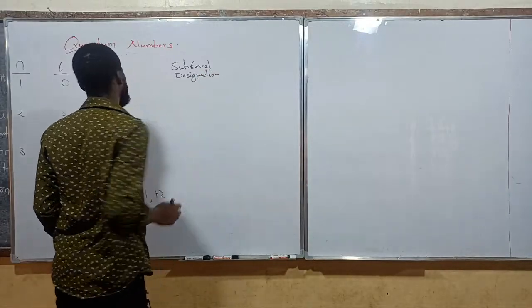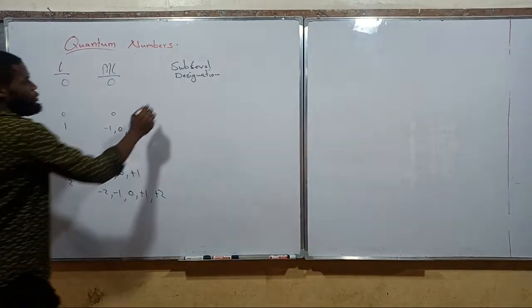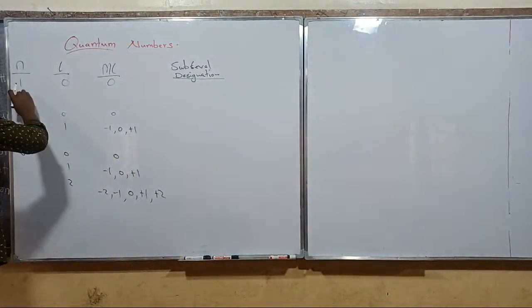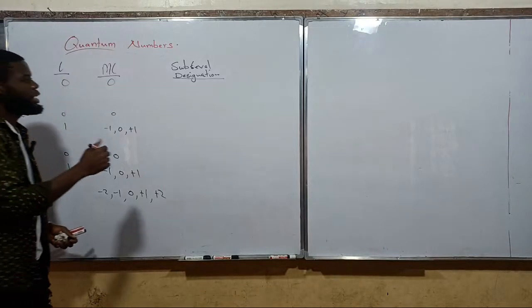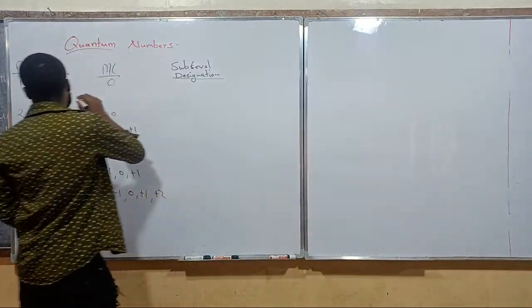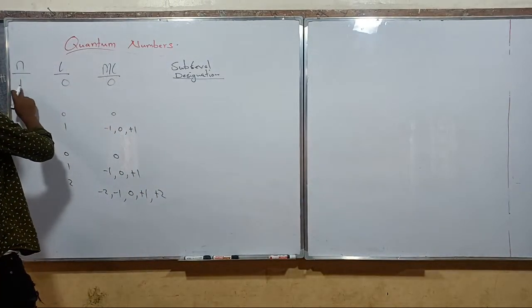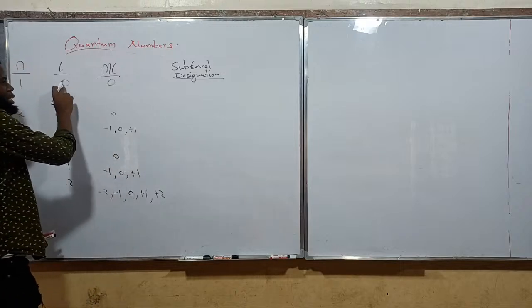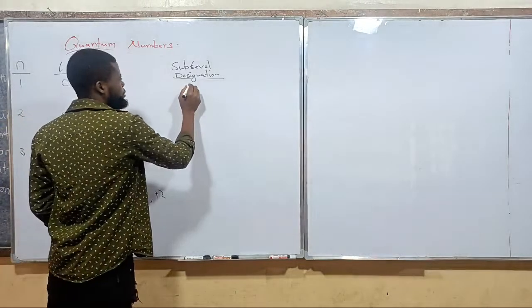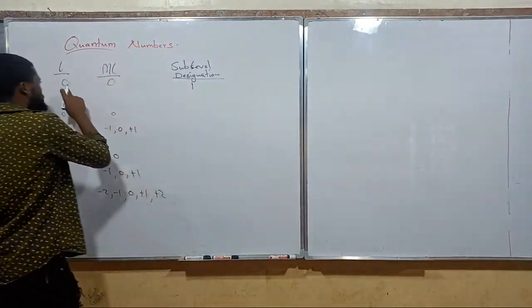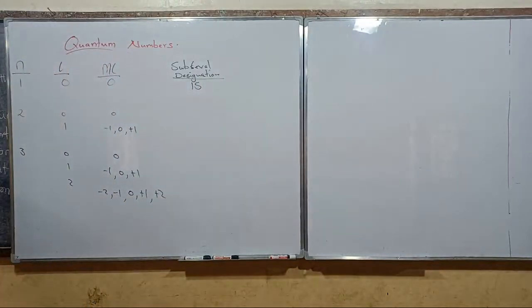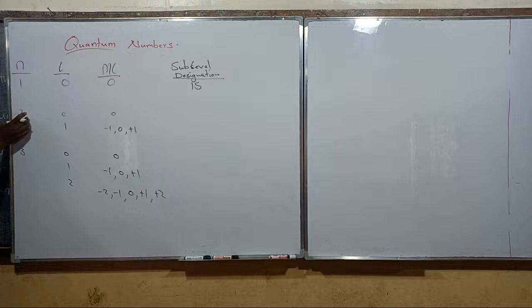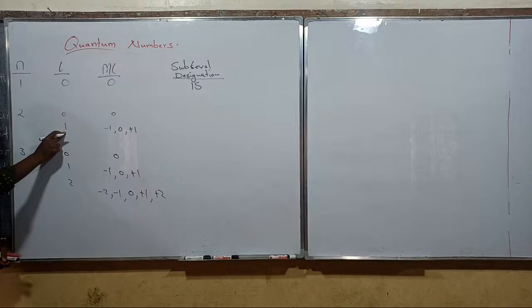So for the sub-level designation, if N is equal to 1, L is equal to 0. 0, we say it represents an s orbital. So you combine the principal quantum number plus the designated shape. The principal quantum number is 1. The shape represented by 0 is just s. You do the same if N is equal to 2. The values of L are 0 and 1.